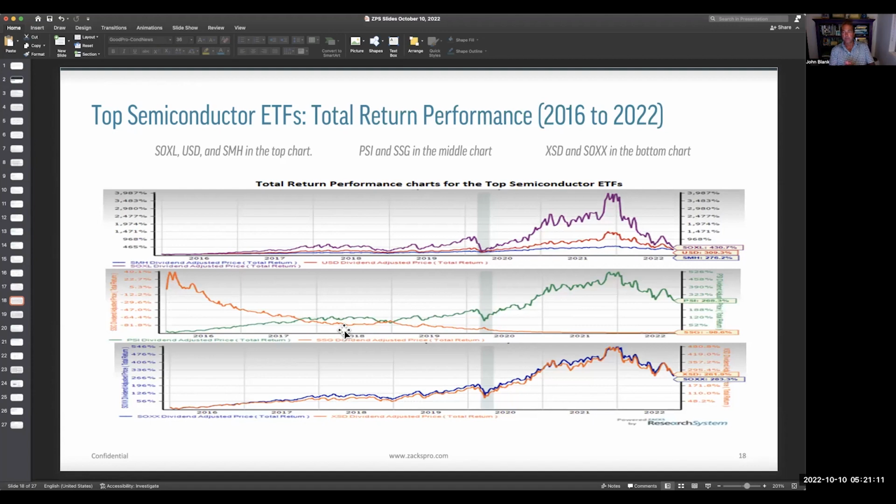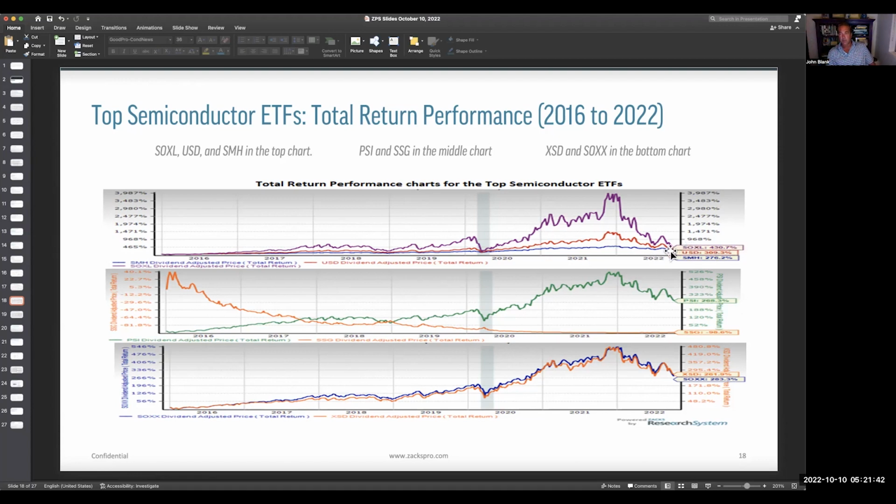Total returns. Well, obviously, this is back from 2016, over the last 6 or so years. SOXL, this is your triple X. You can see if you got out at the highs, you had an incredibly good trade. It does go down in these recessionary periods. It's already sold off as far as this market's concerned. And now, even if you got out of SOXL now, you would still be doing better than anything, including XSD.